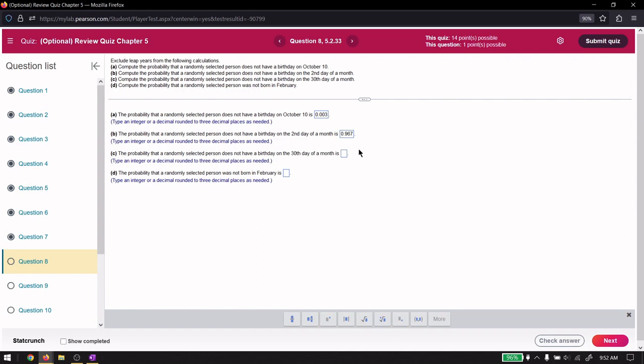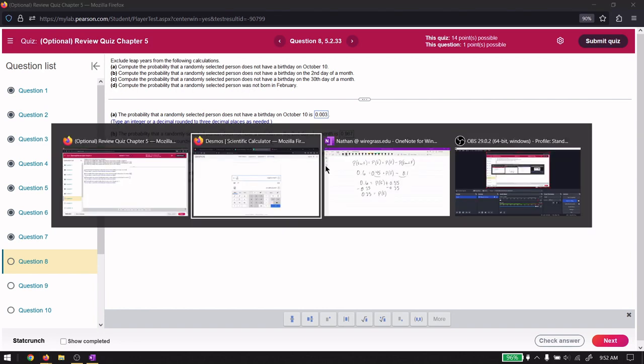Okay, the probability that a randomly selected person does not have a birthday on the 30th day of a month. So how many months have 30 days? Well, if you count them through, the only month that doesn't have a 30th day is February. Instead of removing 12 days, which would be every month, we're going to remove 11 days since February doesn't have a 30th day. So there's going to be 11 that we want to remove.